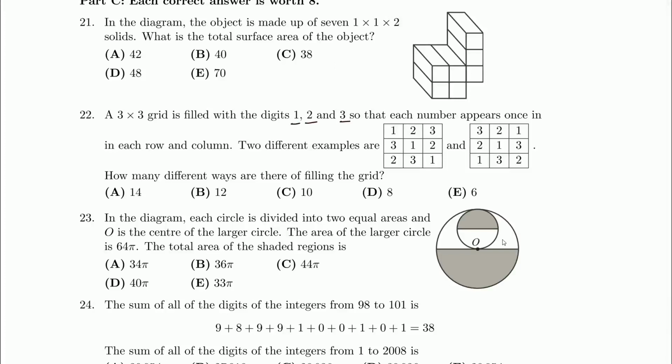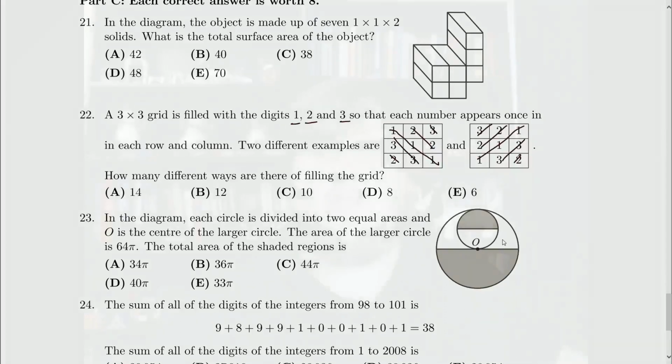It's pretty cool, actually. No one quite knows how many Latin squares there are for a given size, but that's not important right now. Each number appears once in each row and column. Two different examples. Here we've got ones here, twos, and threes, each one in a separate row and column. Same thing here. Oh, they flipped it. The ones are here, the twos are here, and there are threes here. Very nice. How many different ways are there of filling the grid?